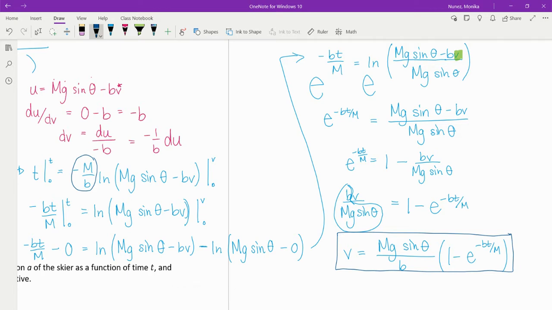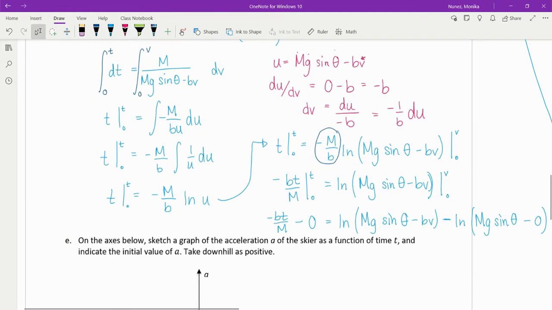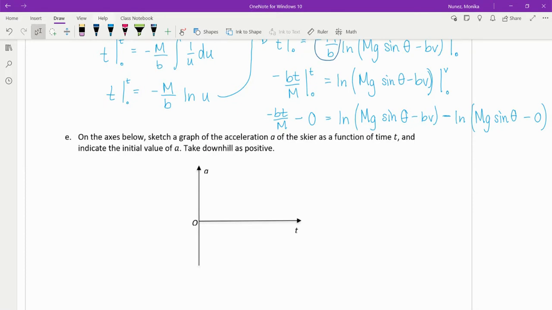The last part of this free response question deals with graphing the acceleration. And we know that acceleration is the derivative of velocity. So one of the things that you will learn in calculus is that the derivative of an exponential function is also an exponential function. So just knowing that means that we know that this is going to take an exponential curve shape. It eventually goes to 0 because at terminal velocity, the acceleration is 0.